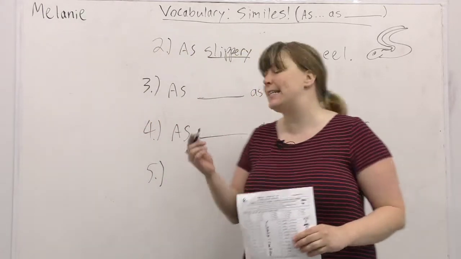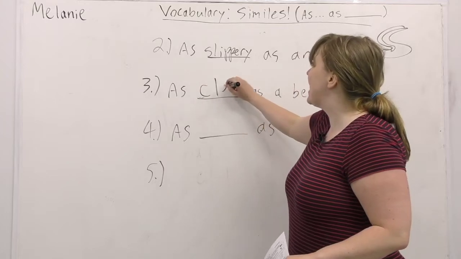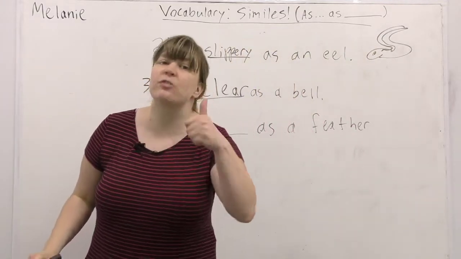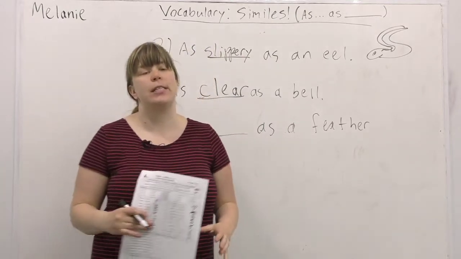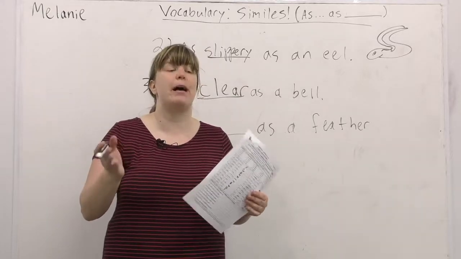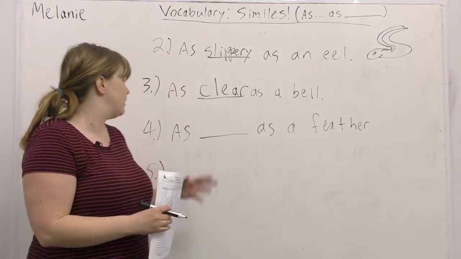Number 3 is as clear as a bell. So this means you can hear it really easily. So for example, my singing teacher's voice is as clear as a bell. I can hear her really well.